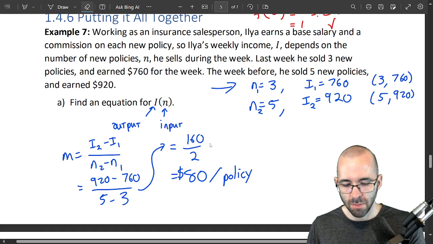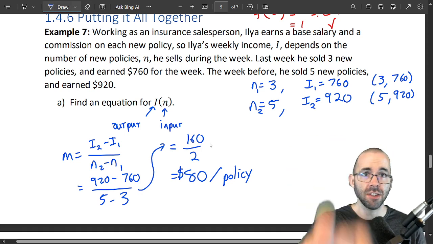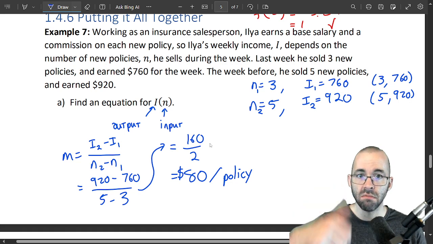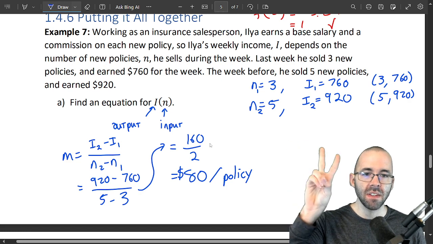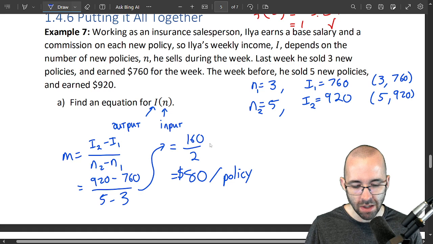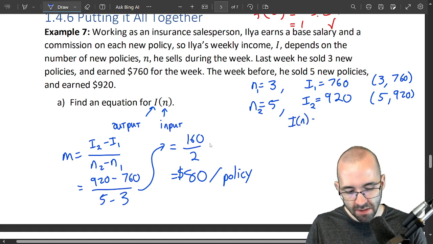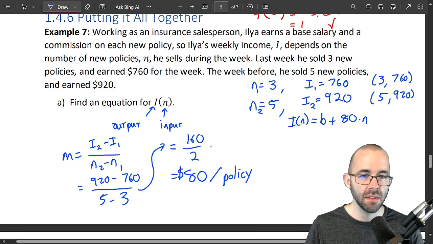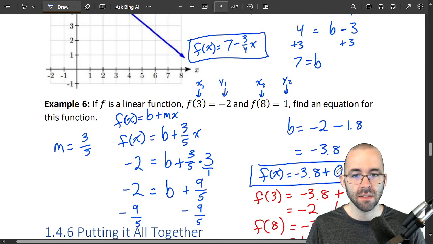But if we want to be consistent, you can write it with math. But if you just can do that logic and write that down, that's great. Okay, so first step was finding the slope. Second step was finding the b value using one of these points. Doesn't matter which point. So we know the income based on the number of policies is b, which we don't know, plus the slope, which we do know, times our variable. Right, it's just like we did in example 6.